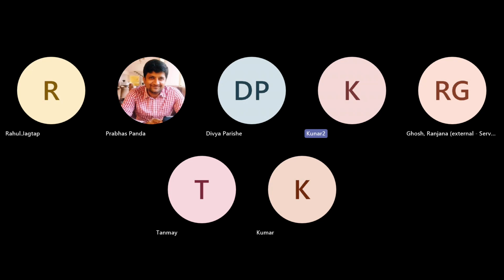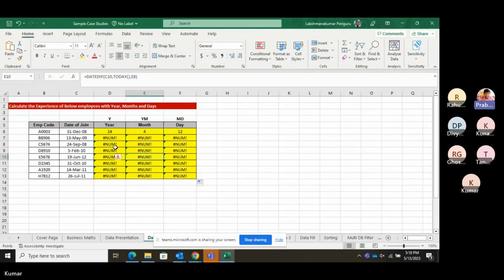Go to the share option. Share the entire screen or entire desktop. I went to the window. No, no, no. Entire screen, entire screen or entire desktop. Yeah. Now you got the error.